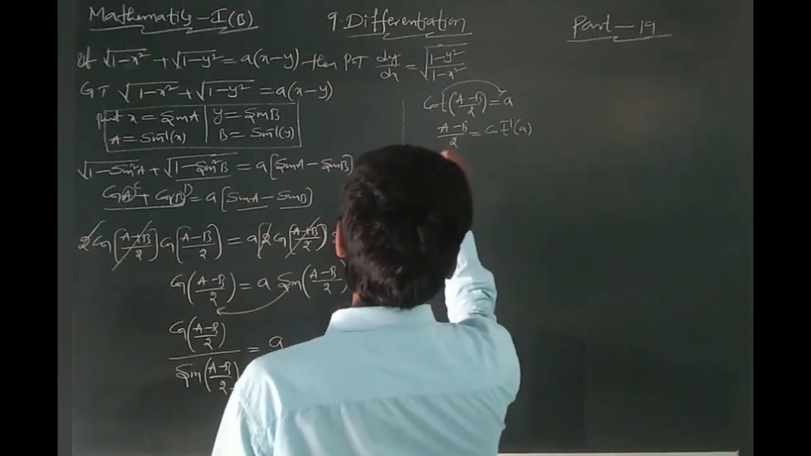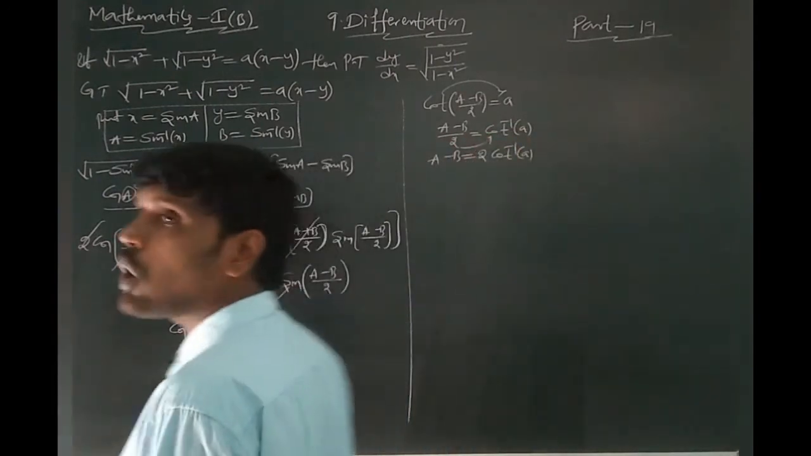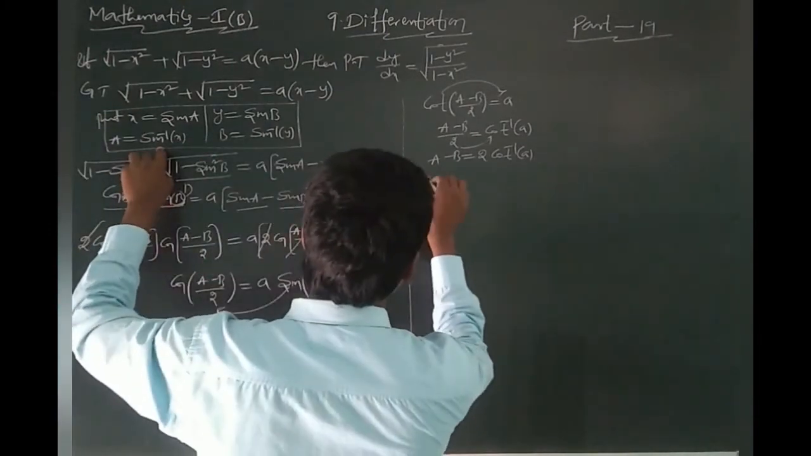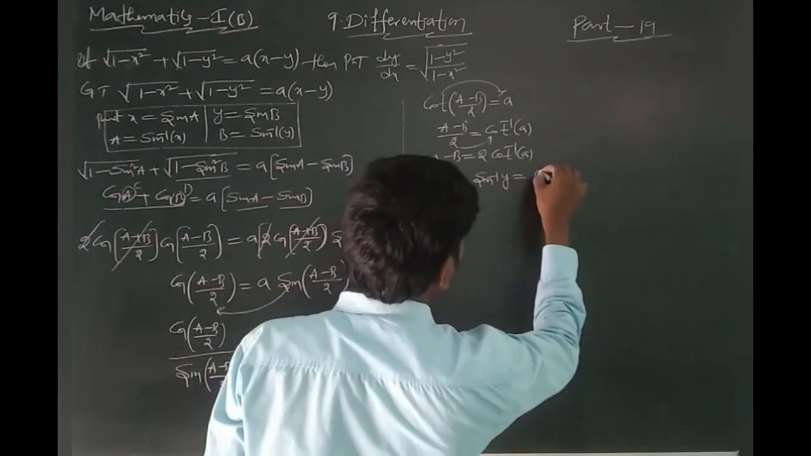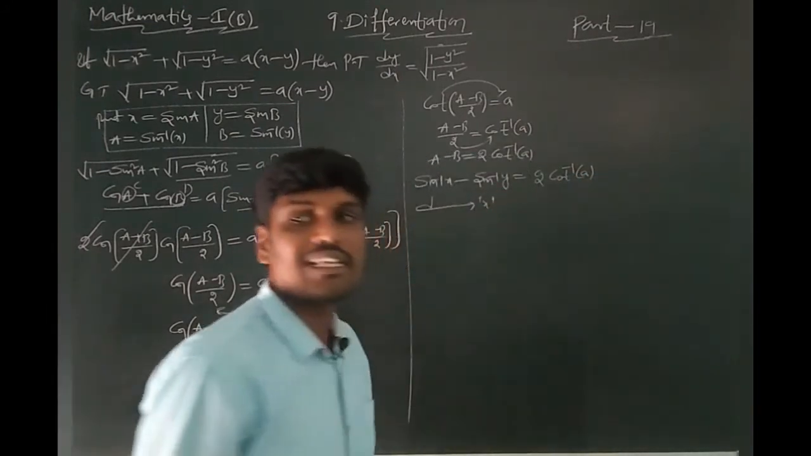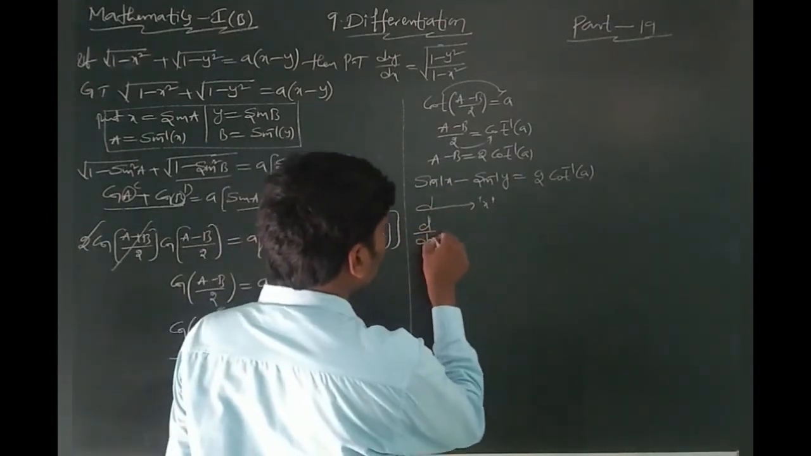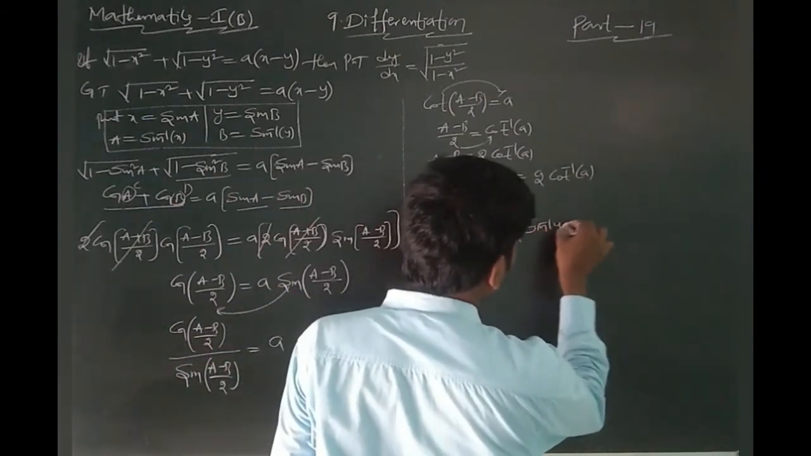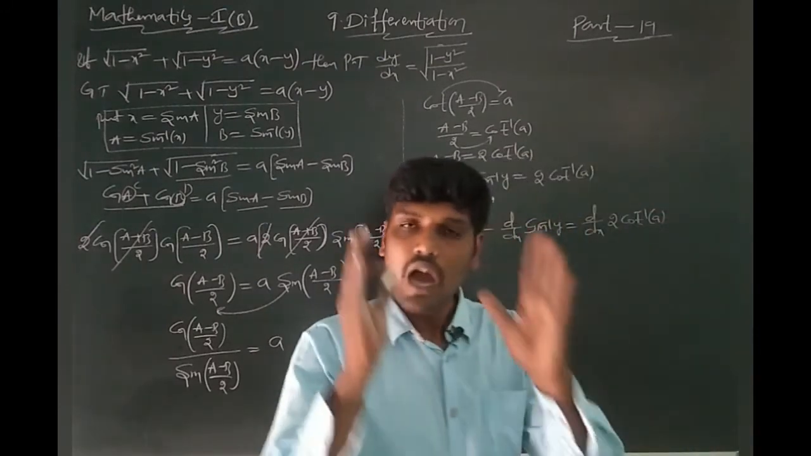After that, A minus B is equal to 2 cot inverse a. Here you can write the value of A. What is the value of A? A value is sin inverse x, B value is sin inverse y, so sin inverse x minus sin inverse y is equal to 2 into cot inverse a. After that, take the derivative on both sides with respect to x. You get d by dx of sin inverse x minus d by dx of sin inverse y equal to d by dx of 2 cot inverse a. Understood or not, students?